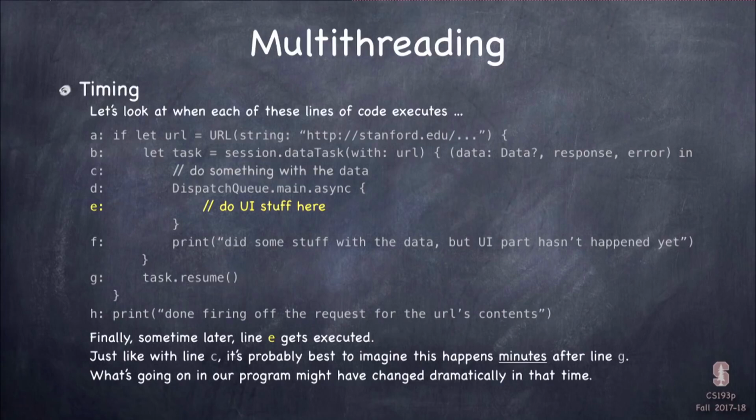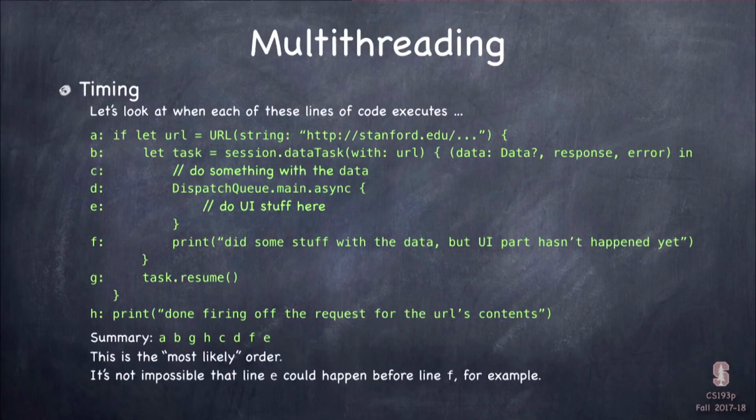Do you see what's happening with what runs when? The code makes it look like the stuff will run top to bottom, but it doesn't. It runs a little out of order because it's happening in a background thread. So the summary is that it goes A, B, G, H, C, D, F, E. But this is only the most likely order because this is threads. Things are happening simultaneously. It is possible, believe it or not, that line E, the UI stuff, could actually run before line F.